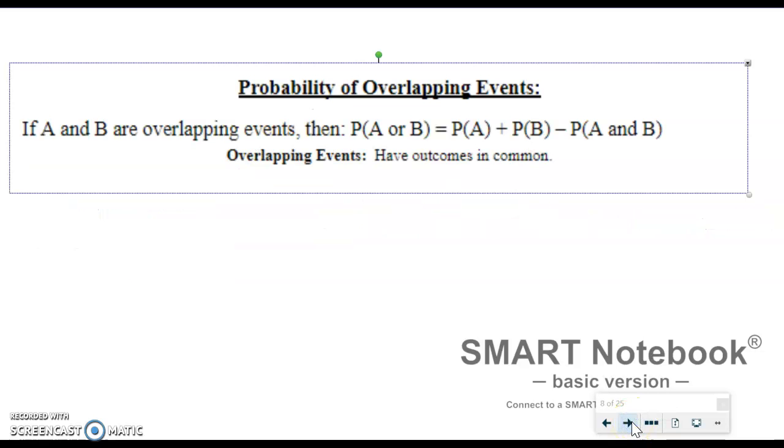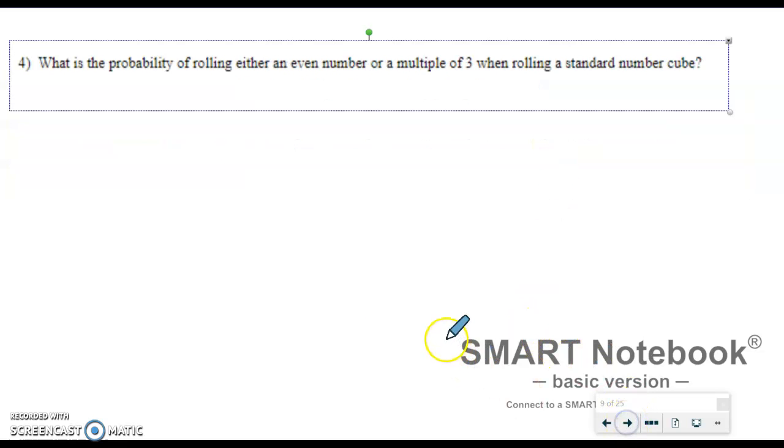Okay, so we were looking at mutually exclusive events. That means they have nothing in common. Well, when they do have something in common, they are considered overlapping events. So what happens is when I have A and B happening at the same time, that means I'm counting some of A and some of B. So let's look at an example of a situation in which we might see this.